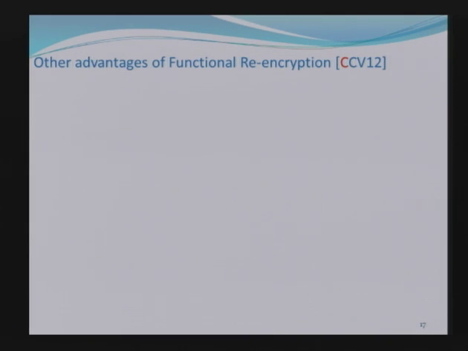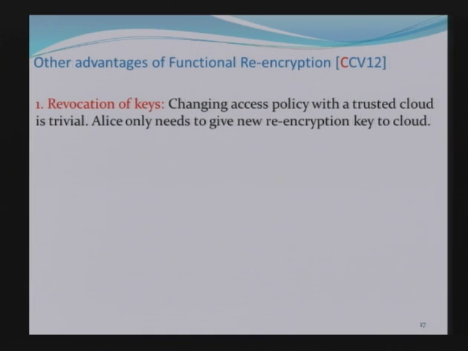Okay. Some other advantages of functional re-encryption are the following. Number one, revocation of keys is fairly easy if we trust the cloud. So suppose I decide that today, I don't want to give the nurse access anymore to any more data that she has not seen. All I need to do is go to the cloud and say, here is a new re-encryption key based on a new access policy F. Please use this henceforth. And if we trust the cloud to erase the previous re-encryption key and use the new re-encryption key, then revocation is easy. We do not even need to involve Alice in this process. Nothing needs to be done.